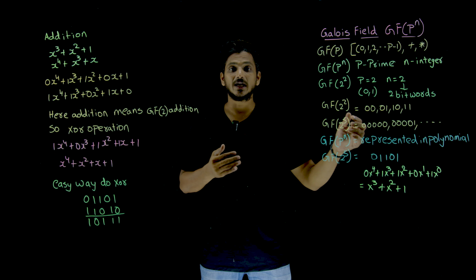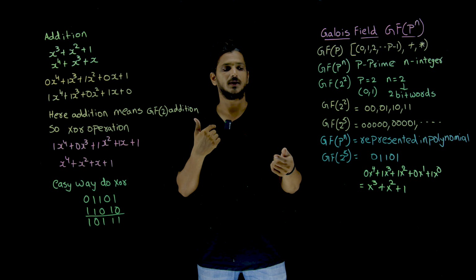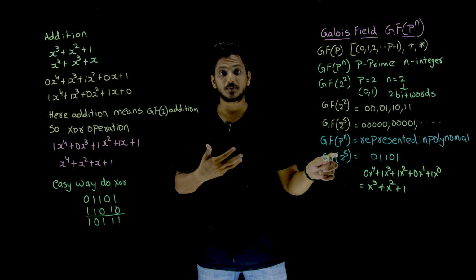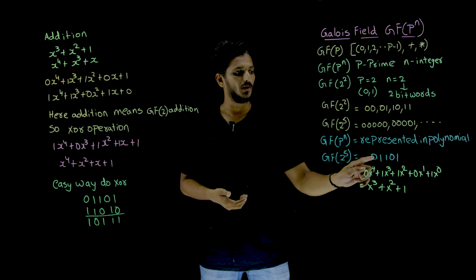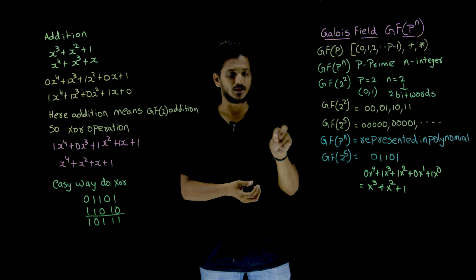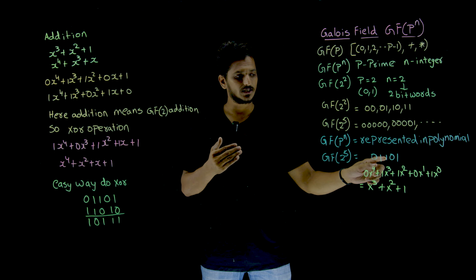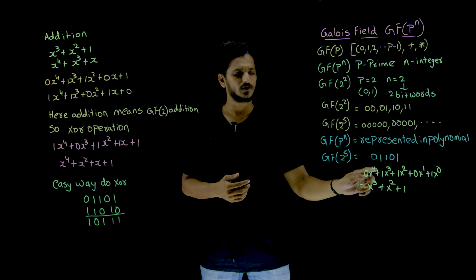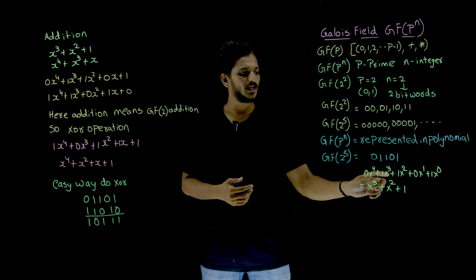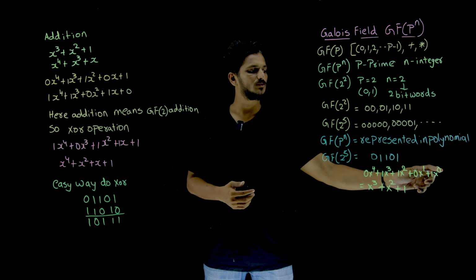These elements can be represented in polynomial form. GF of 2 power 5 can be represented in polynomial form. Let's take one of the 5-bit words from GF of 2 power 5: 01101. This can be represented as 0 x power 4 plus 1 x cube plus 1 x square plus 0 x power 1 plus 1 x power 0.